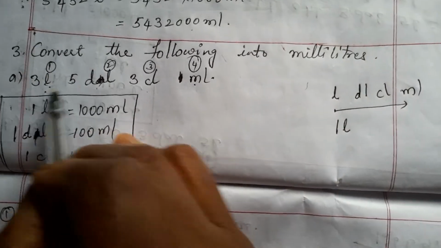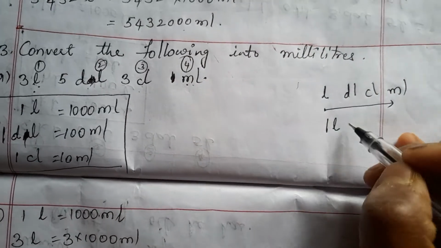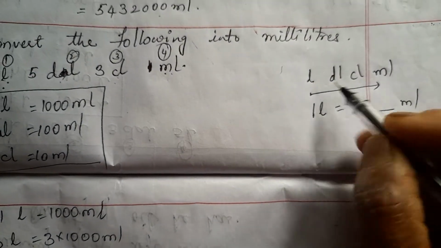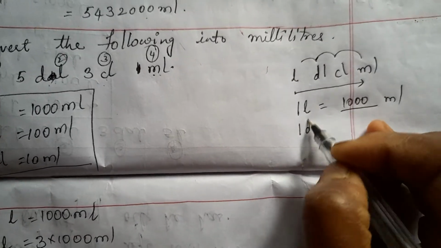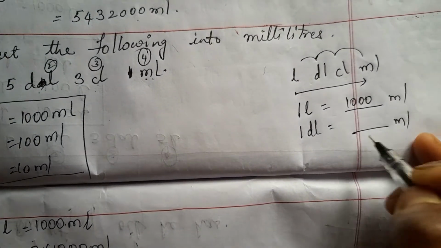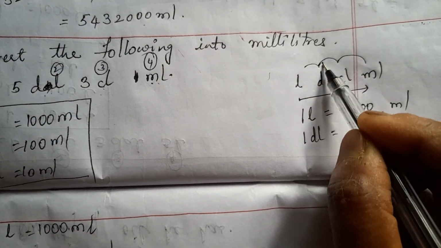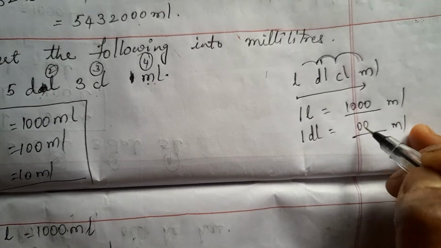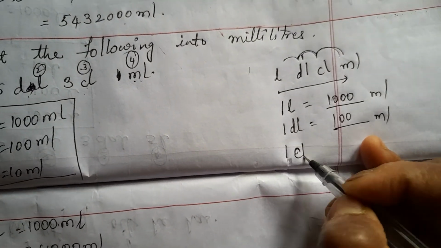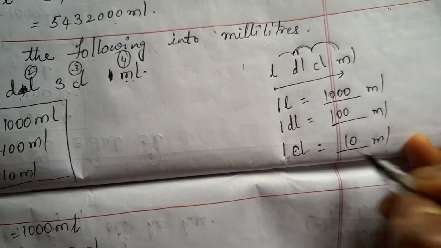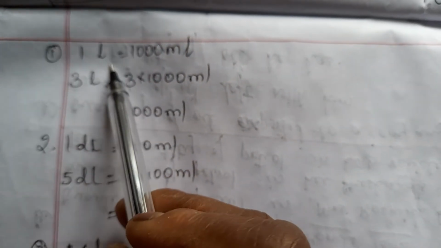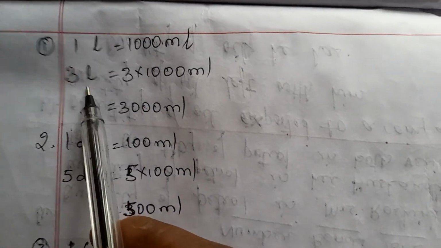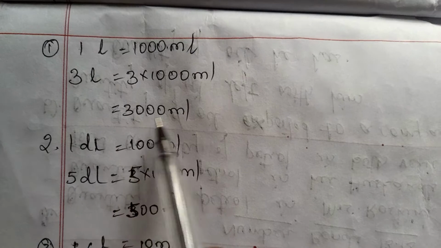1 liter, we have liter, dl, cl, ml. 1 liter equal to dash ml. 1, 2, 3 steps. 1, 2, 3. Then 1 dl equal to dash ml. It is nothing but from here 1, 2. Next 1 cl dash ml, only 10. Now children, so we have already written this. Now children, 1 liter equal to 1000 ml. So for 3 liters it is 3 into 1000 ml, it is 3000 ml.